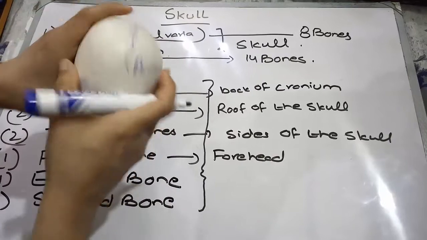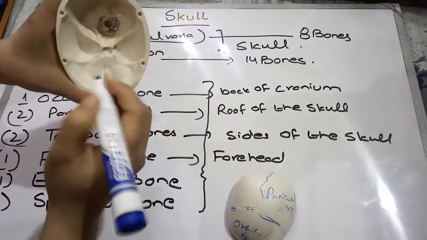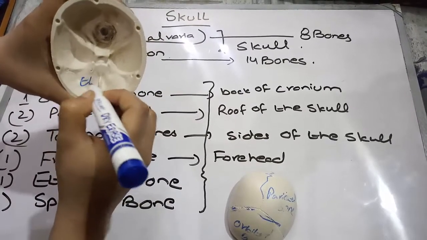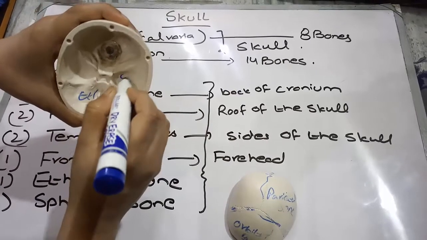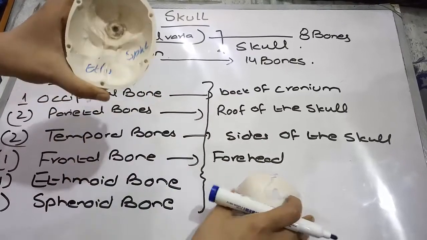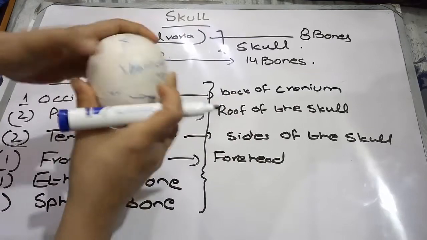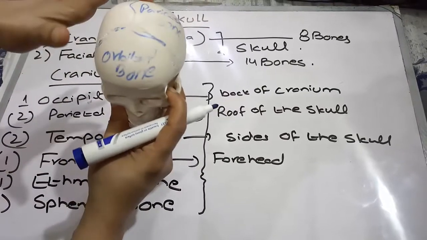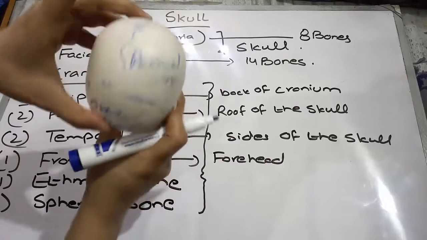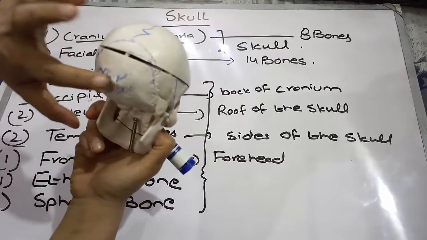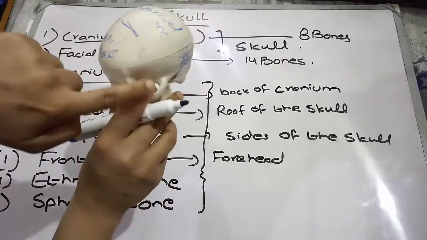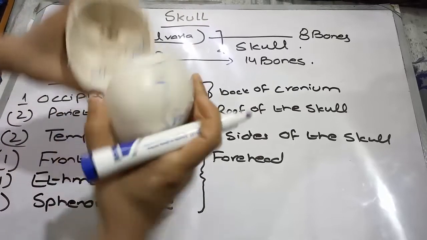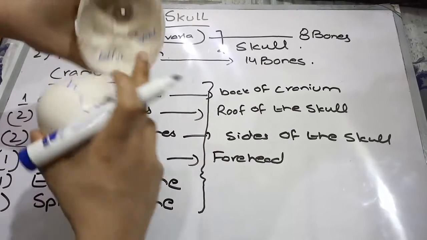Then we have the ethmoidal and sphenoidal bones. See, this is the ethmoidal bone and this is the sphenoidal bone. So collectively we have 8 bones which form our cranium: one frontal, two parietal, one occipital, two temporal, one ethmoidal and one sphenoidal.